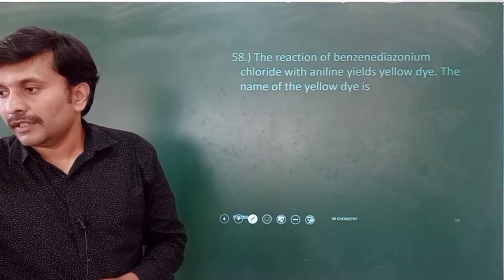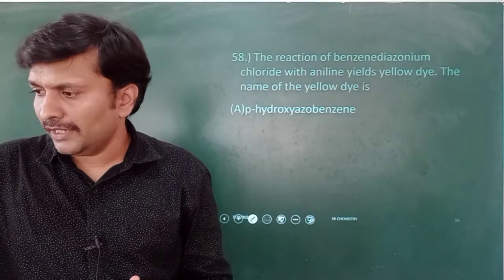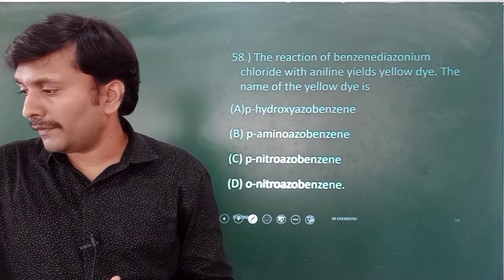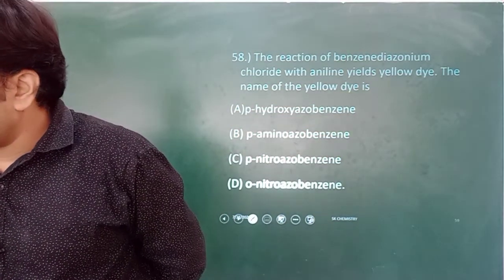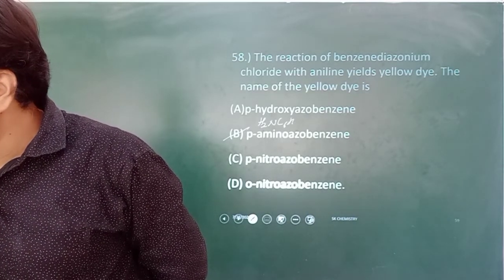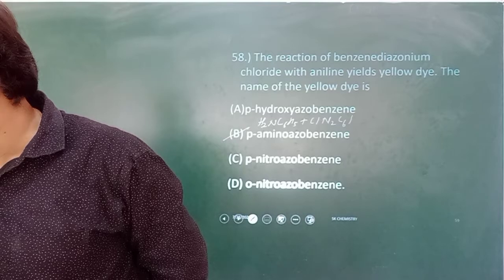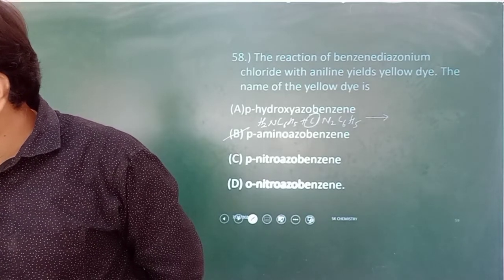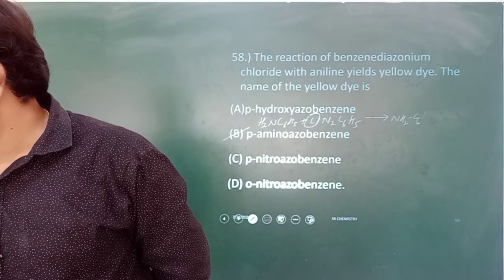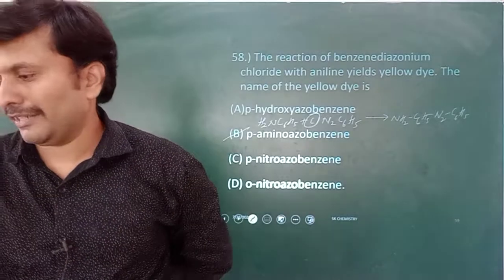Next. The reaction of benzene diazonium chloride with aniline will give you what? That is the 58th one. Which option? Para-aminoazobenzene. You can refer to it. Or else, if you want the reaction, NH2C6H5 is called aniline, which is treated with diazonium chloride. What is going to happen? Chlorine and one hydrogen will be replaced. So NH2 will be there, C6H5 will be there, N2 will be there, C6H5. This will be the product, but the reaction is not required for this.